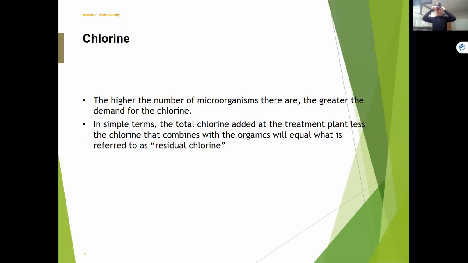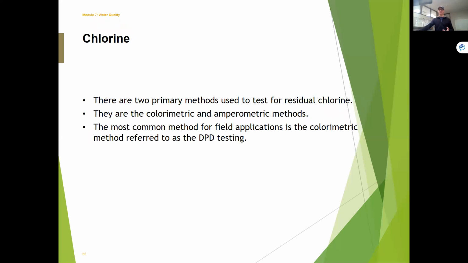The higher the number of microorganisms, the greater the demand for your chlorine or your disinfection. The total chlorine added at the treatment plant, less the chlorine that combines with the organics, is what's left over, the residual. That's what your operators will be testing for. And we'll look at a couple of different things here. There's a couple of different methods to test for chlorine. The 2 big ones are colorimetric or amperometric. But again, the most common one is DPD.